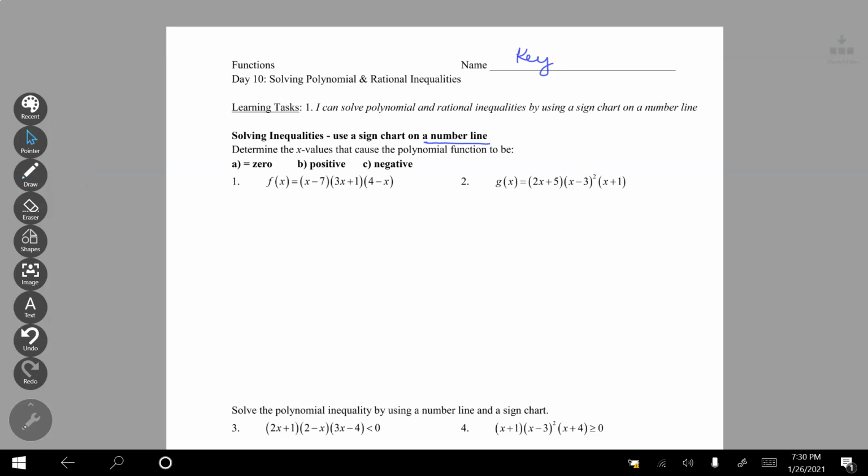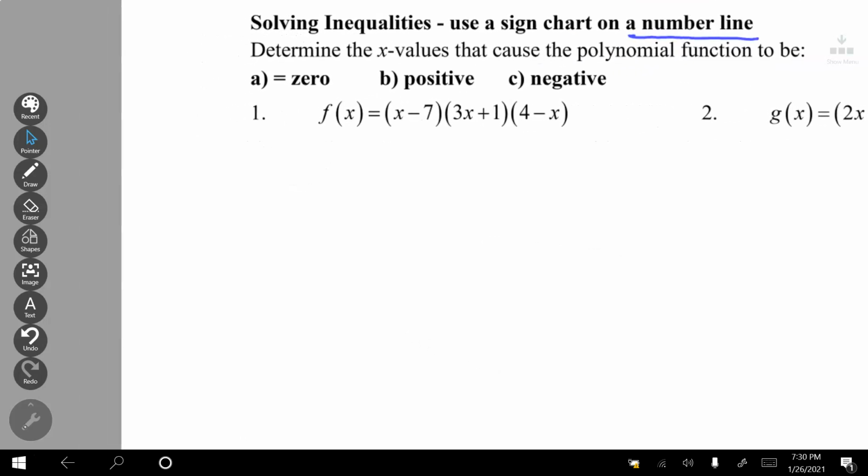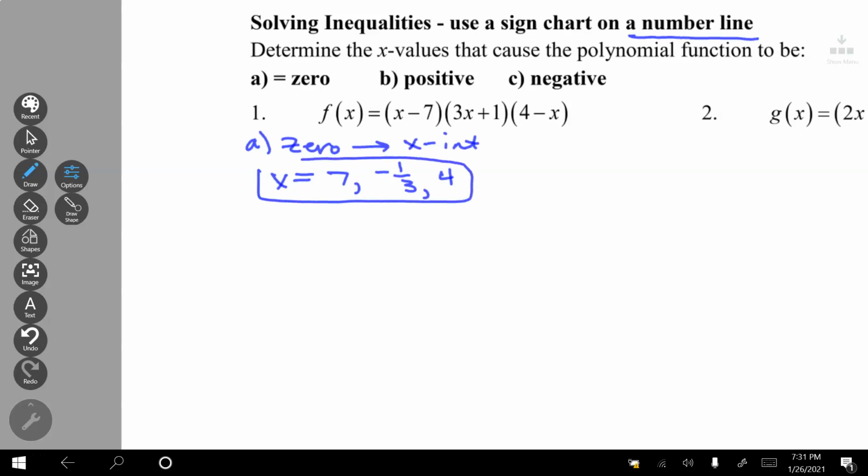So for these examples, they're not too hard. First one I made pretty easy for you. I want to find the zeros, the positive, and the negative values for this function. So another word for zeros is obviously my x-intercepts. So when I look at this problem, I see my x-intercepts are equal to positive 7, negative 1/3, and then positive 4. Remember, we want to make it equal to 0. So these are my x-intercepts.